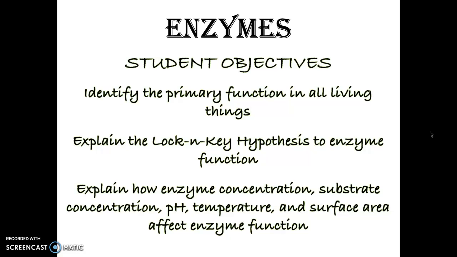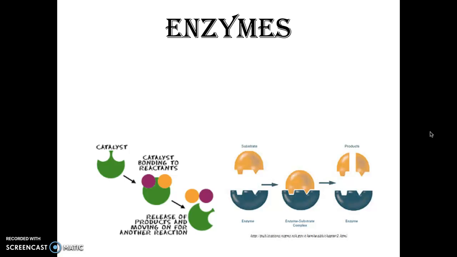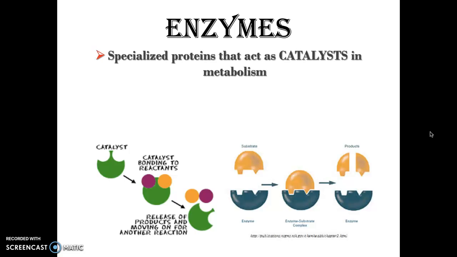You should be able to identify the primary function of enzymes in all living things. You should be able to explain what is called the lock and key hypothesis in relationship to enzyme function and how they work. You should also be able to explain how factors such as concentration of the enzyme and substrate, pH, temperature, and surface area all affect enzyme function. So let's get right to it and let's talk about what enzymes are.